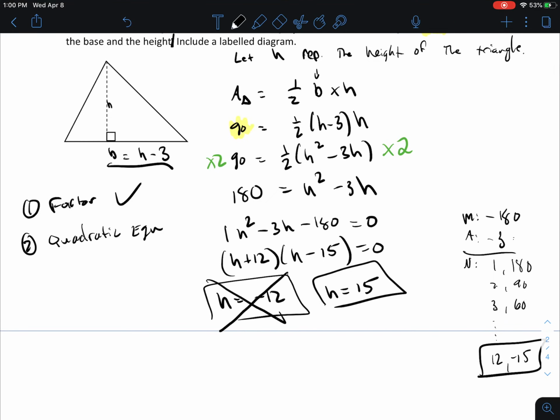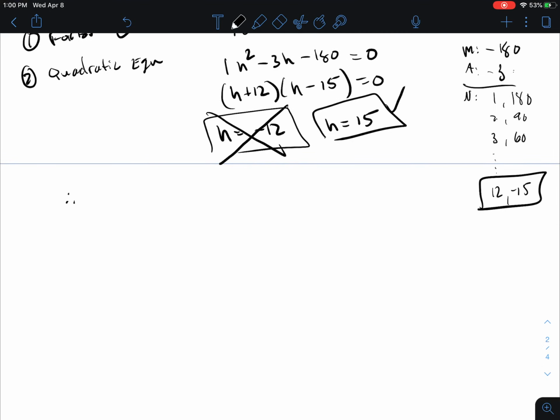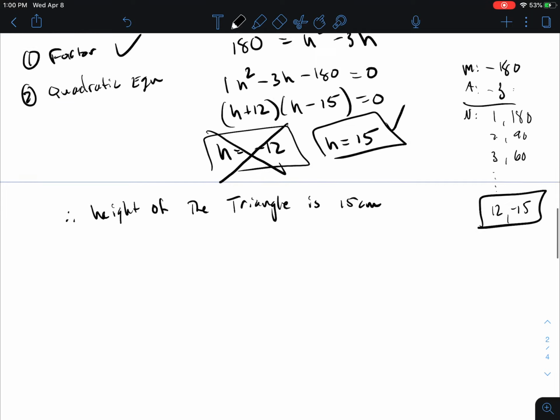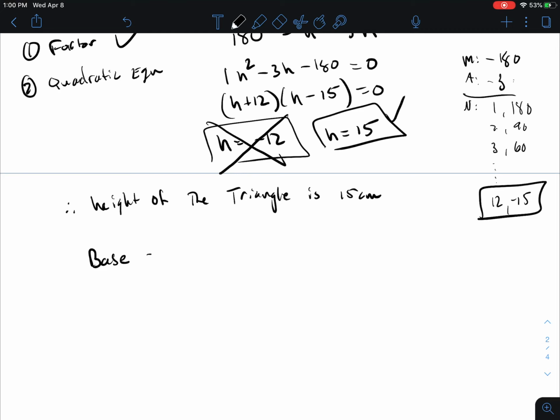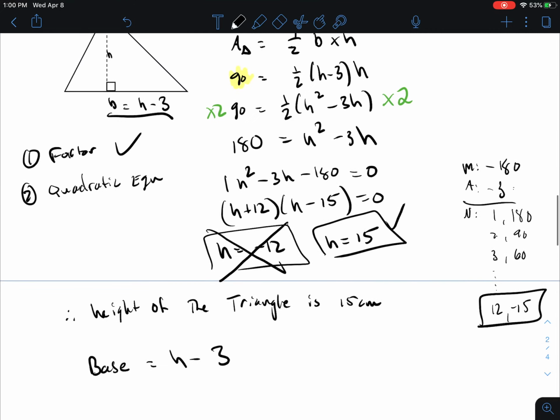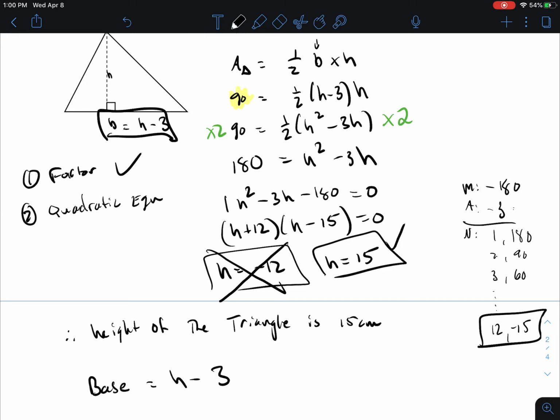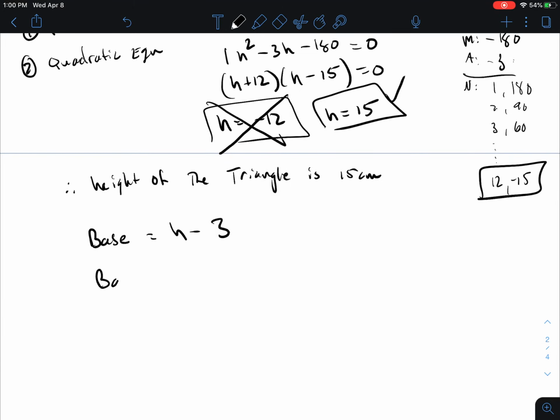So the height cannot be negative. We cannot have a negative height. So you get to ignore this, which simply means that the height of this triangle is going to be 15 centimeters. Okay. Now, I want to find the base. How do I find the base? Base is equal to h minus 3. That's from right here. So the base of this triangle is going to be equal to 15 minus 3, which is equal to 12.